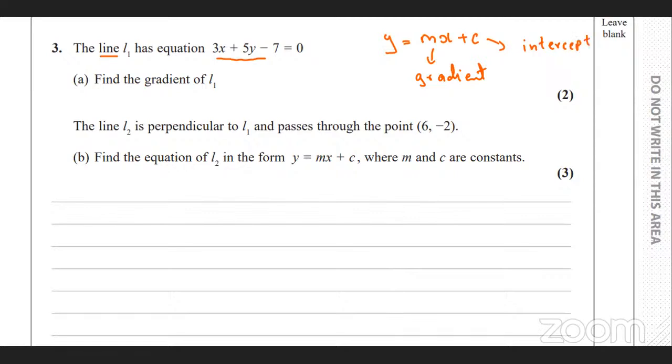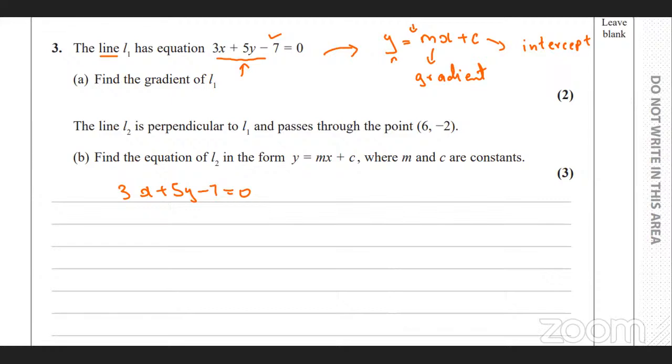Now let's read the question. If line L1 has this equation, find the gradient of L1. Now this is the equation of L1, but if we compare it to the general form, we do see that it is not in the simplified version, or it is not written as how we write down the equation of a straight line. So we have 3x plus 5y minus 7 equals 0. Let's try writing down this equation like the general equation, with y as the subject. Let's try making y the subject.